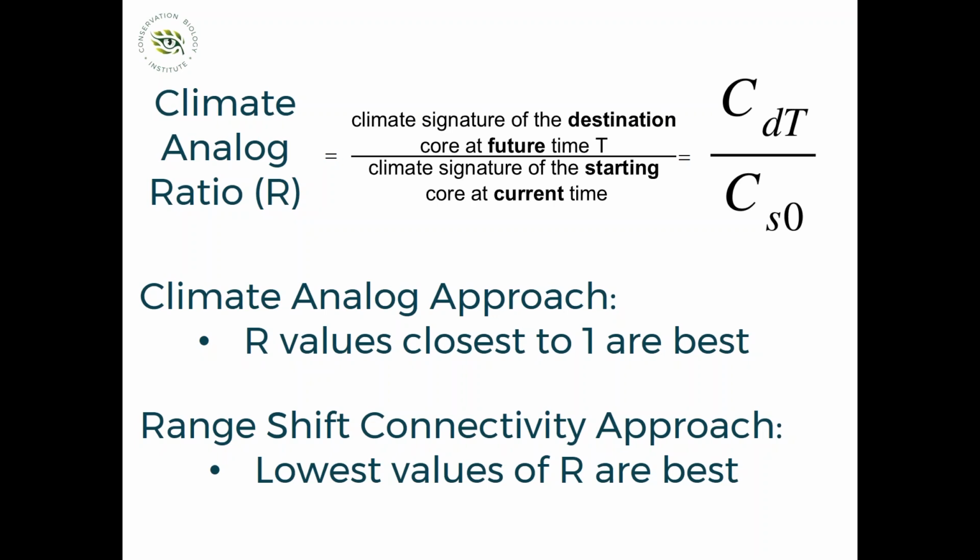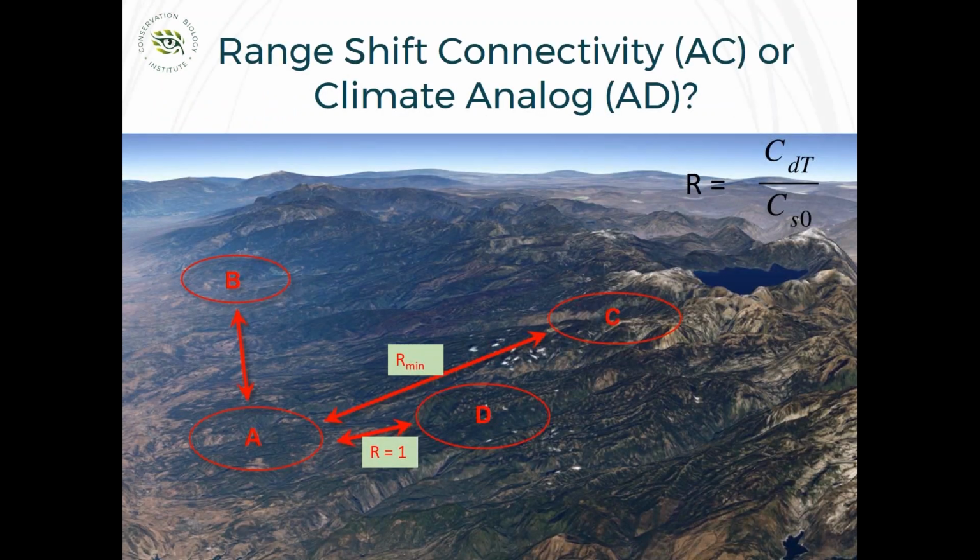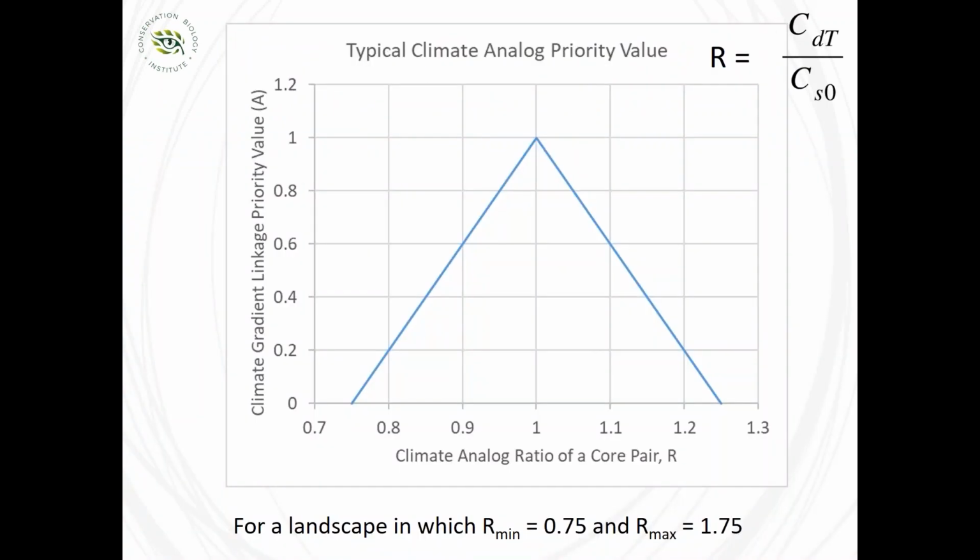Especially if you look at this idea of the climate analog ratio, which is the climate signature of the destination core at future time t over the climate signature of the starting core at the current time. And so the climate analog approach is that you want R values closest to 1, and range shift connectivity approach is that you want the lowest values of R on the landscape, and those are the best. And so that's simply represented here.